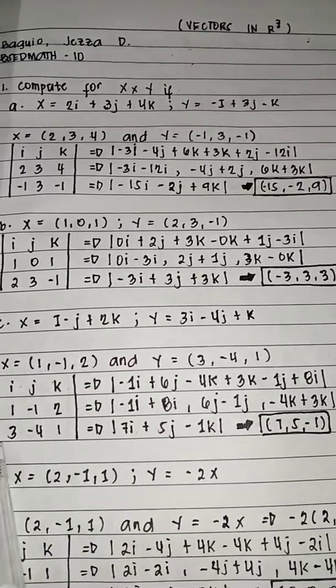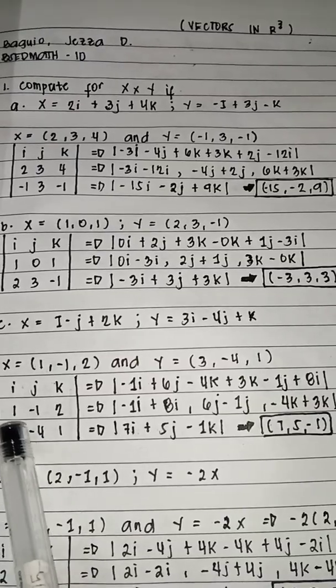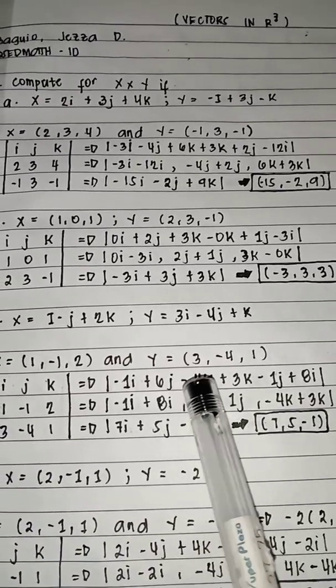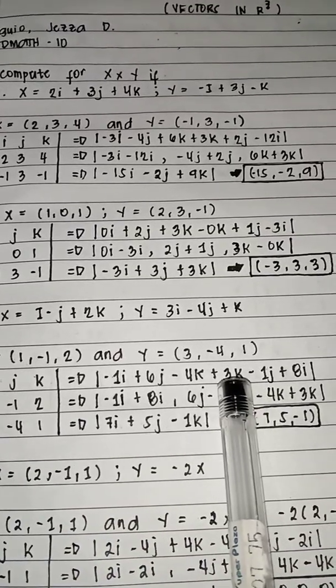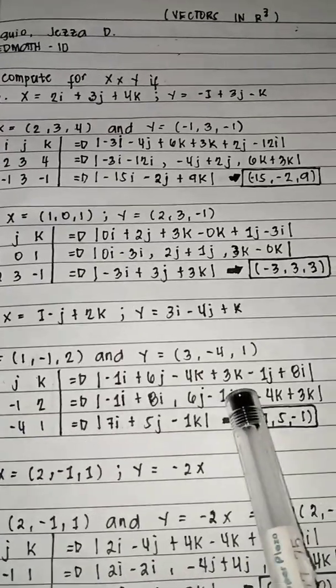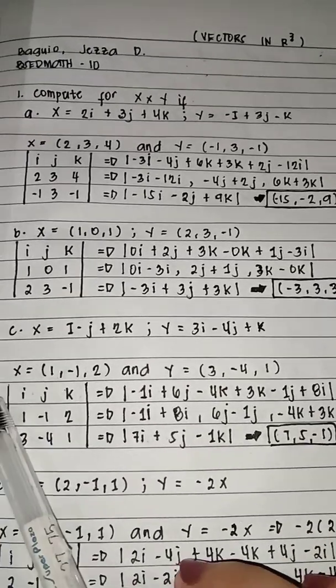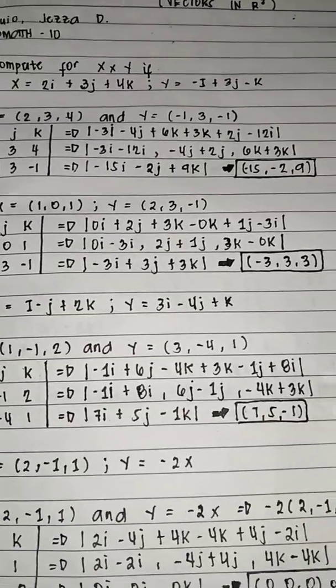j times 2 times 3 is equals to positive 6j. k times negative 4 times 1 is equals to negative 4k. 3 times negative 1 times k is equals to positive 3k. 1 times j times 1 is equals to negative 1j. i times 2 times negative 4 is equals to positive 8i.